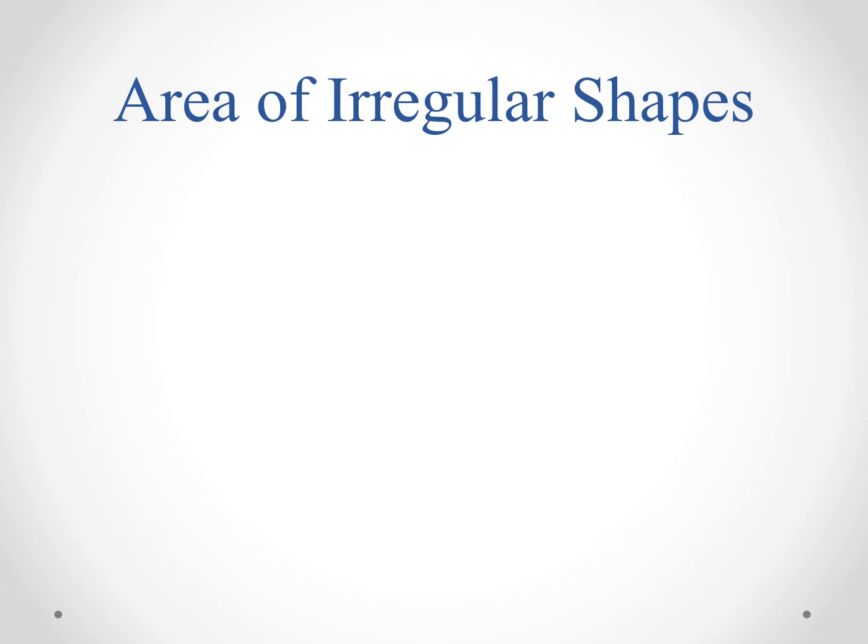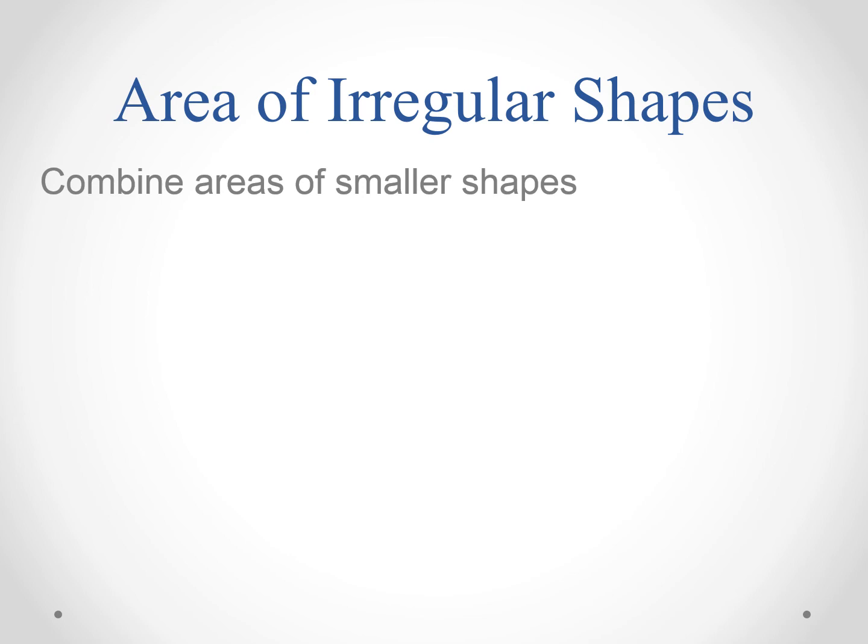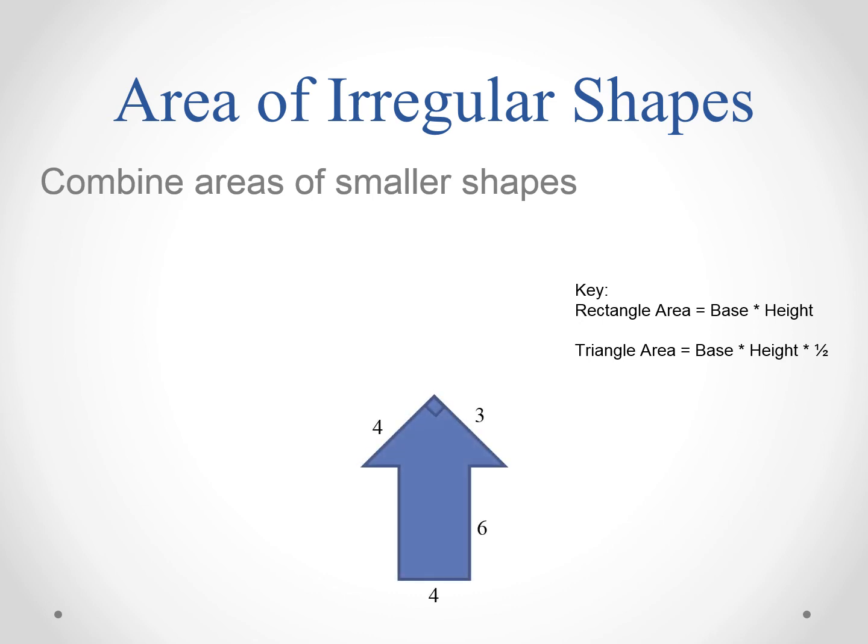To find the area of irregular shapes, all we have to do is combine areas of smaller shapes. Earlier in this training, we learned 2 types of formulas for area, one for rectangle and one for triangle, and we will be using them to find the area of irregular shapes. For instance, we have this figure here. It looks like one big irregular shape, but it can actually be divided, like this, into 2 smaller shapes.